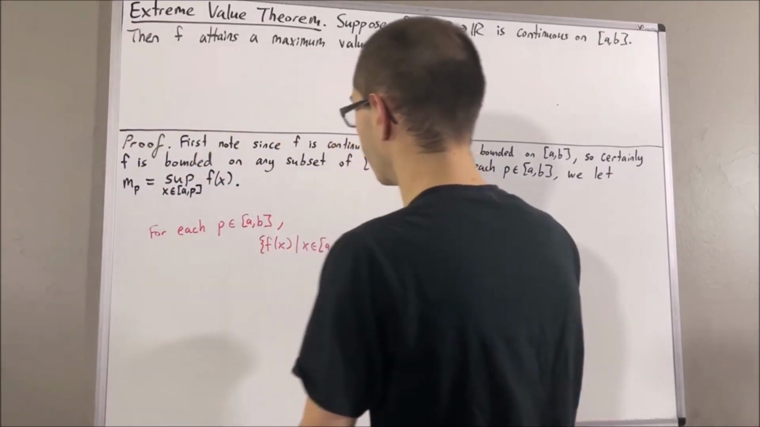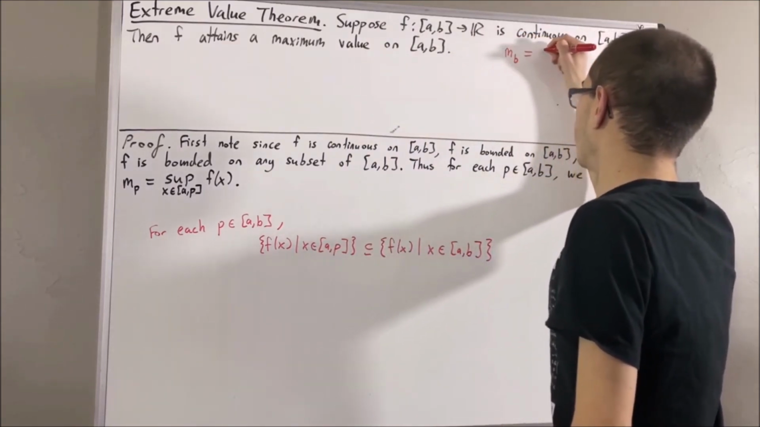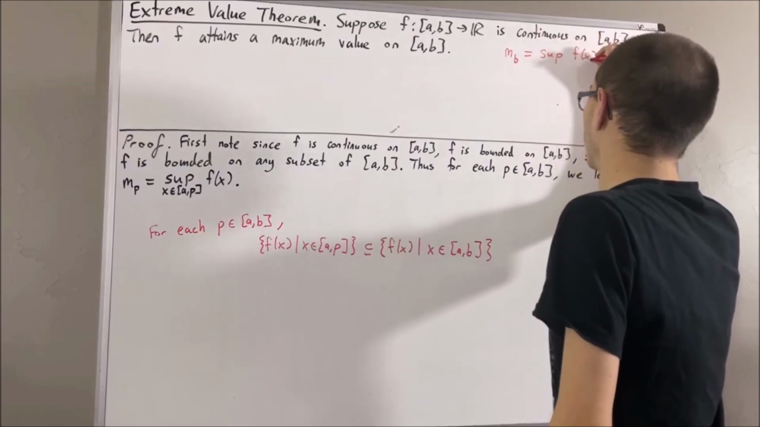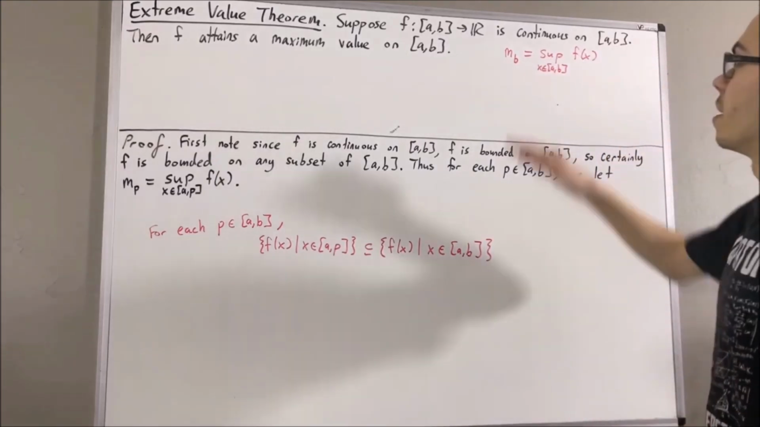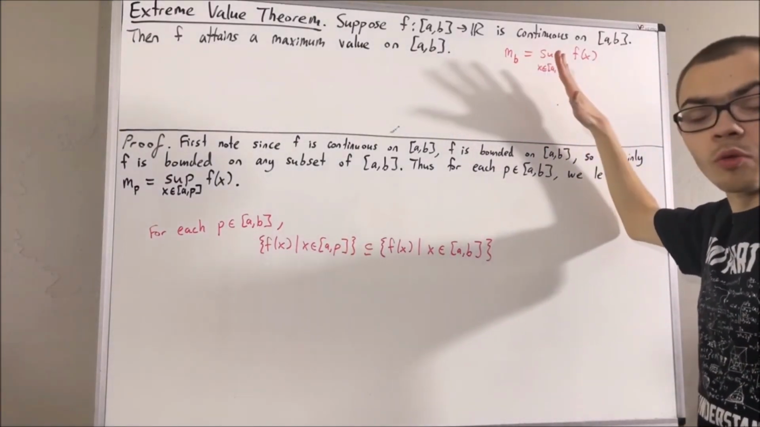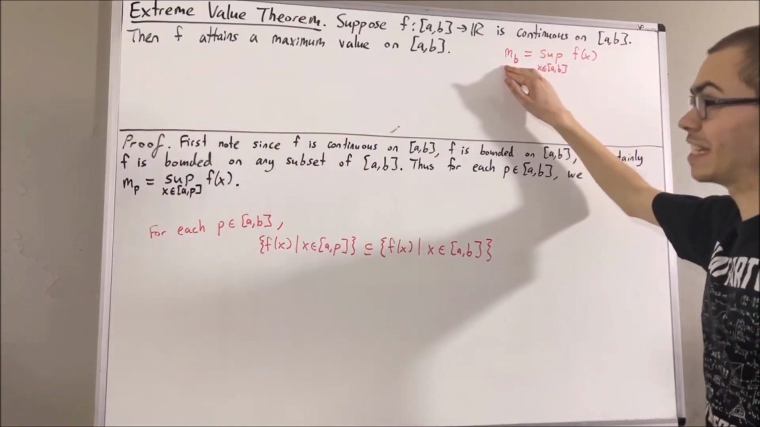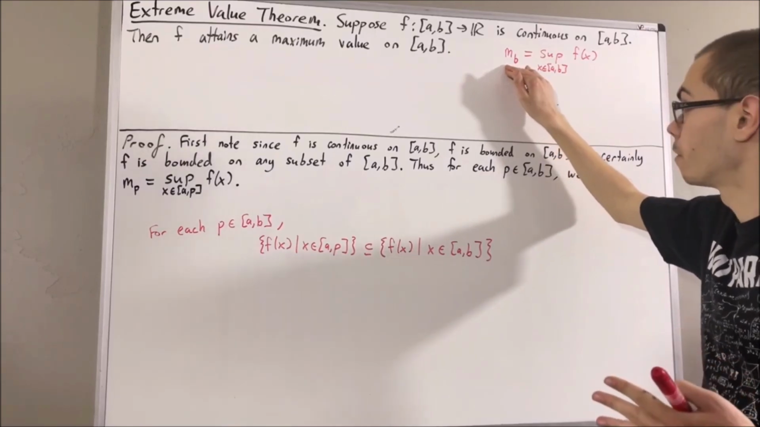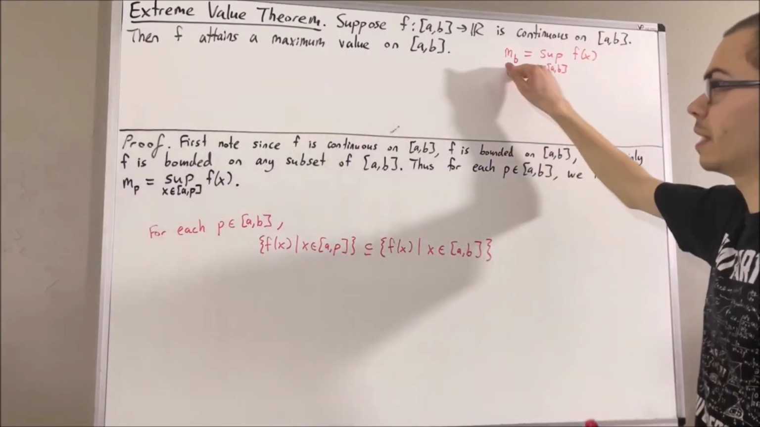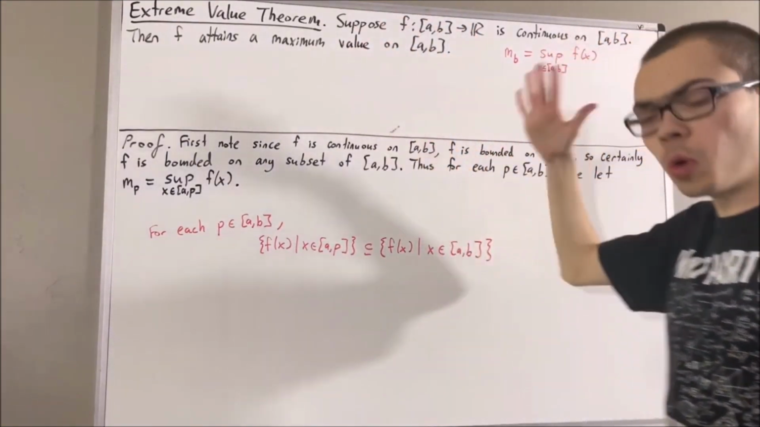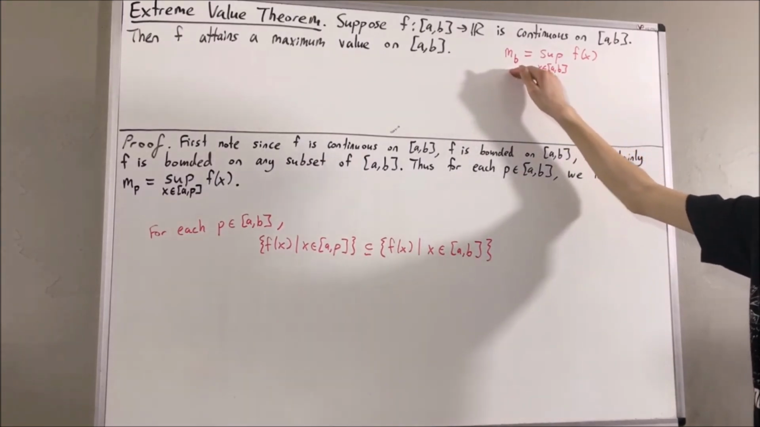So then, in particular, M_b is the least upper bound of the output values of f over the entire domain. So, M_b is greater than or equal to every output value of the function f. But if we can show that M_b is itself an output value of the function f, well, that tells us that M_b is the greatest output value of the function f. So M_b is the maximum value for f. So the whole goal is to show that M_b is an output value of the function f.